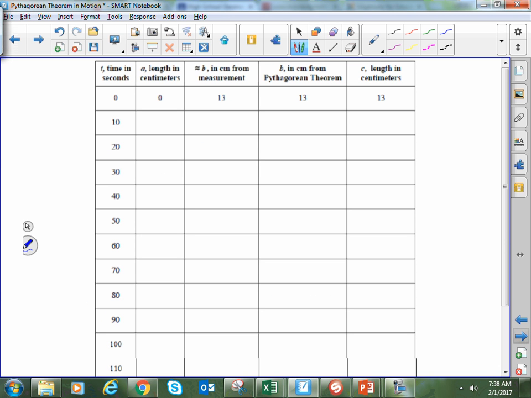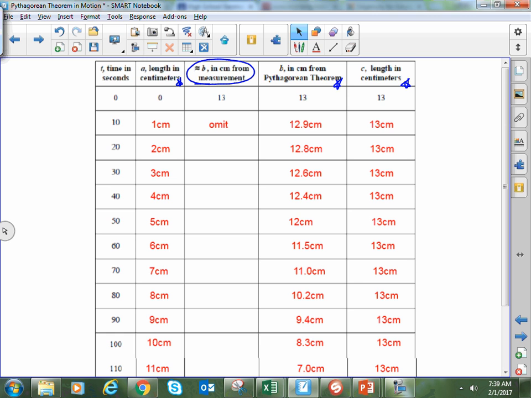You're just going to go right here to the table. Now, the table is things that you're going to be doing, and I believe the file that I gave you has one extra column in it, the one with the measurement. We're not actually doing the measurement, so you will only be looking at the first column here, the third column, and the fourth column.